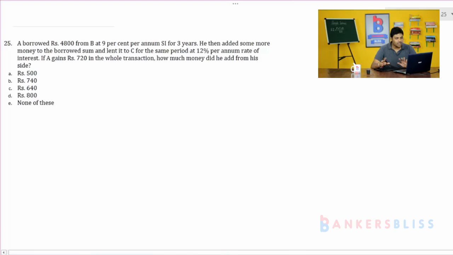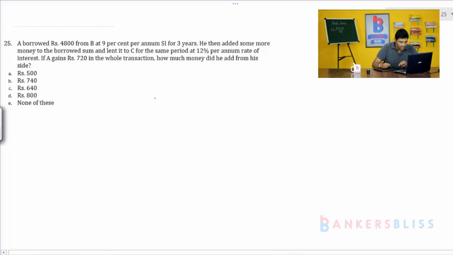Very simple. He is taking 4800 rupees from some person, that is B, at 9% for 3 years. For example, I am taking 4800 rupees from you at 9% per annum, and I am giving the same 4800 rupees to your friend at 12% per annum. Along with that, I am adding some more money at 12% per annum. So the difference is 3% per annum, that is my gain on 4800.